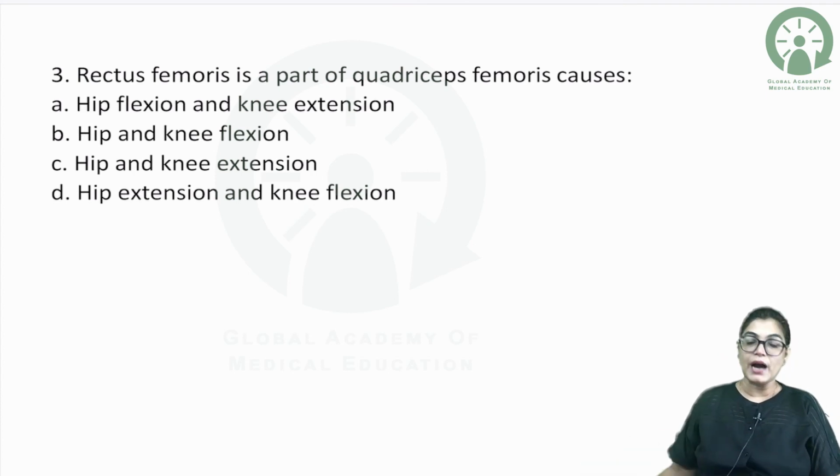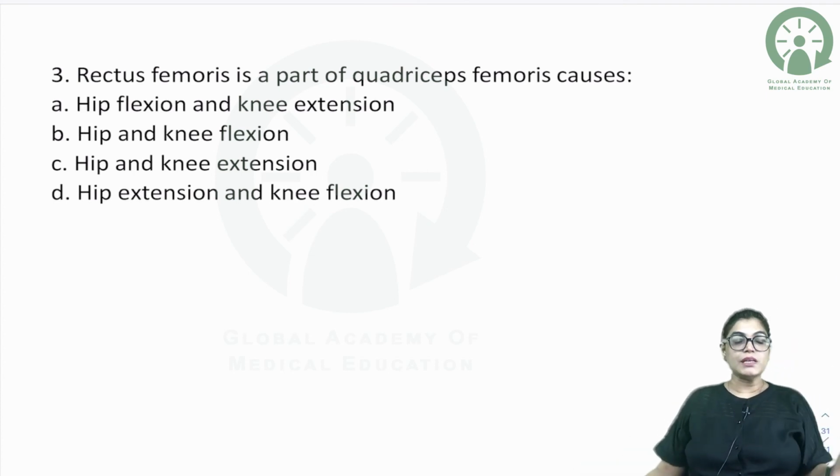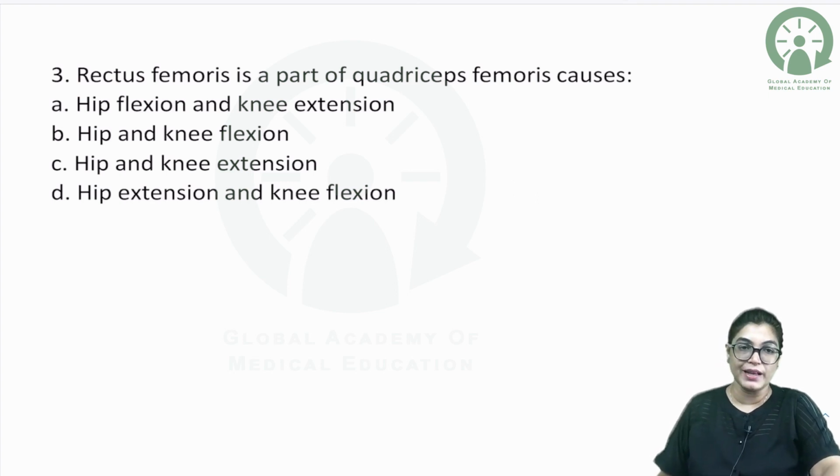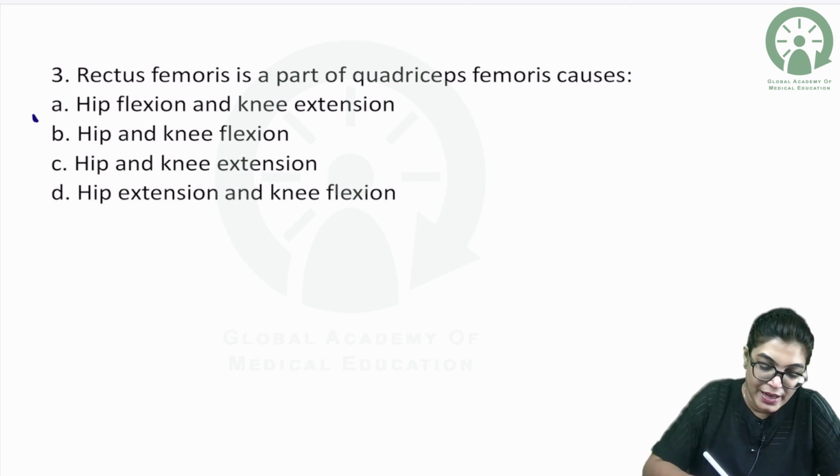Rectus femoris is part of the quadriceps femoris. One of the important muscles residing in the anterior compartment of the thigh is the quadriceps femoris muscle. It has four components. Why is it called quadriceps femoris? Because it is four-headed. It contains vastus medialis, vastus lateralis, vastus intermedius and rectus femoris. And we know the action of quadriceps femoris is knee extension and hip flexion. So, the answer will be hip flexion and knee extension.